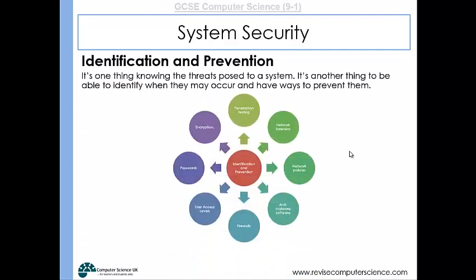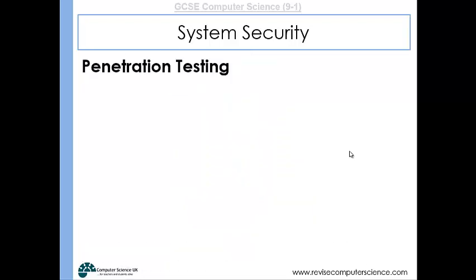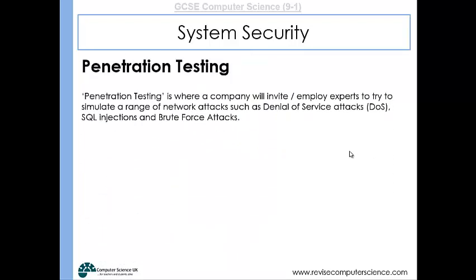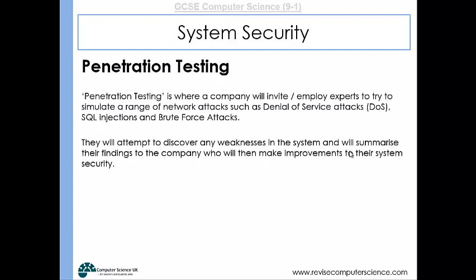So we've had a look at a lot of threats. Now let's have a look at ways to try and minimize those threats. So penetration testing is one thing that a company could do, where they invite some experts to simulate a load of attacks, for example a denial of service attack or a brute force attack. By mimicking these attacks, they hopefully will be able to find weaknesses in the system, and then they can summarize those weaknesses to the company, who can make improvements to the system.